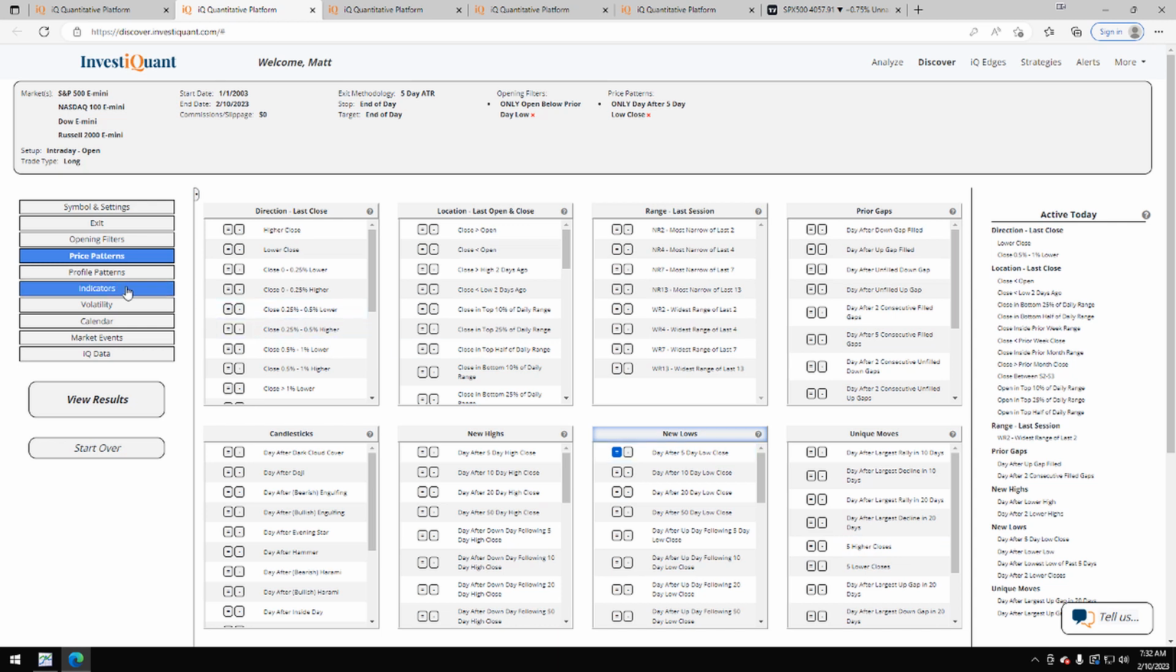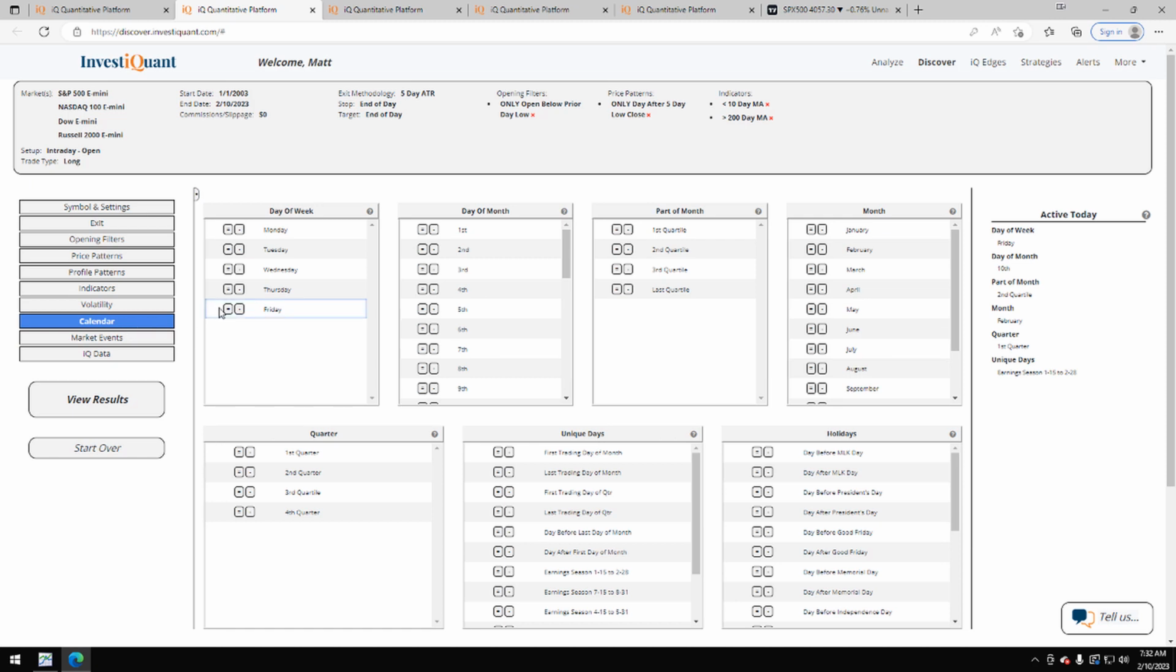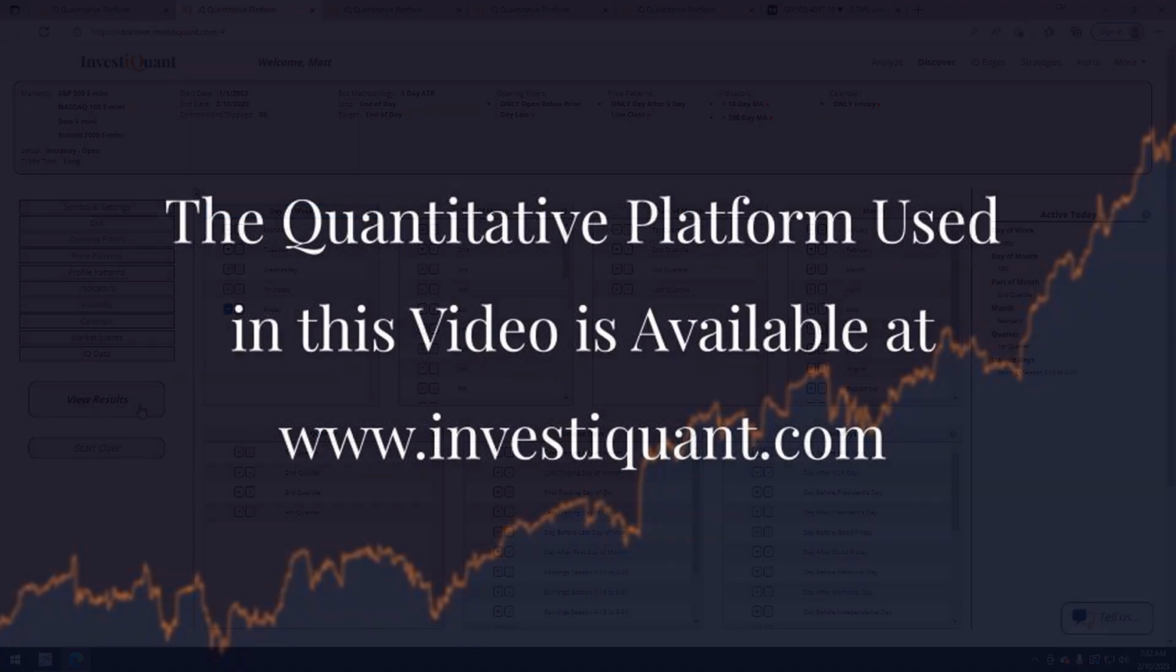The next thing I'm going to do is put us in a similar market environment. Yesterday closed below a 10, but above a 200-day simple moving average. And lastly, I'm going to go to the calendar library and say that today is Friday. Let me hit equals here next to Friday. Now it's added, and I can click View Results.